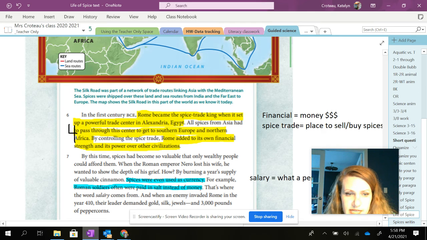That's where the word salary comes from, because salary is what you earn, the money you earn. And when an enemy invaded Rome in the year 410, their leader demanded gold, silk, jewels, and 3,000 pounds of peppercorn.